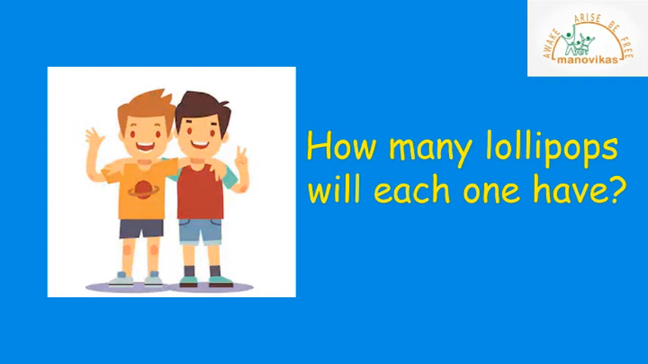The total number of lollipops is 8. So what we're going to do is he's going to share the lollipops equally among his 2 friends. So when we divide the 8 lollipops, each of them will get 4. Each of them will get 4.